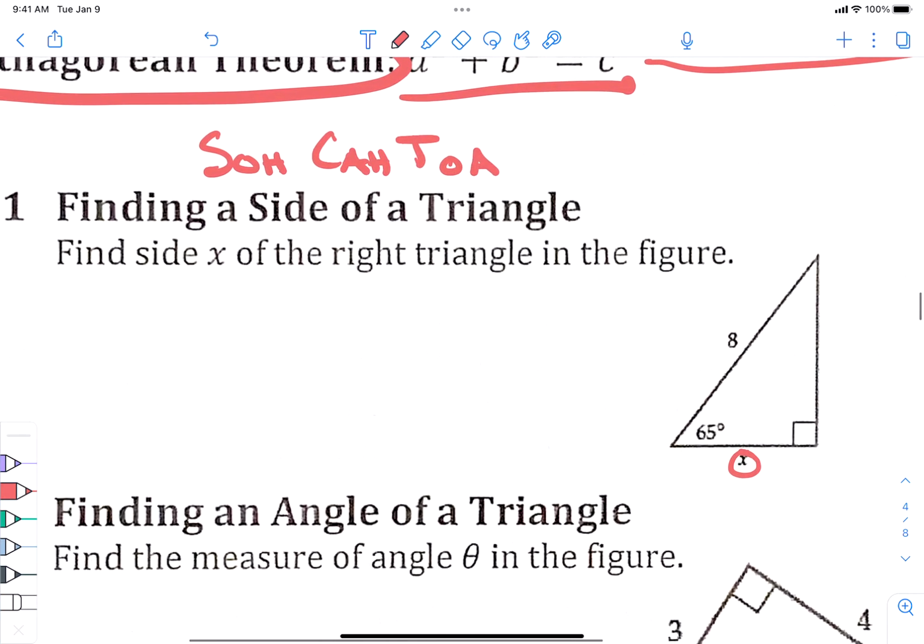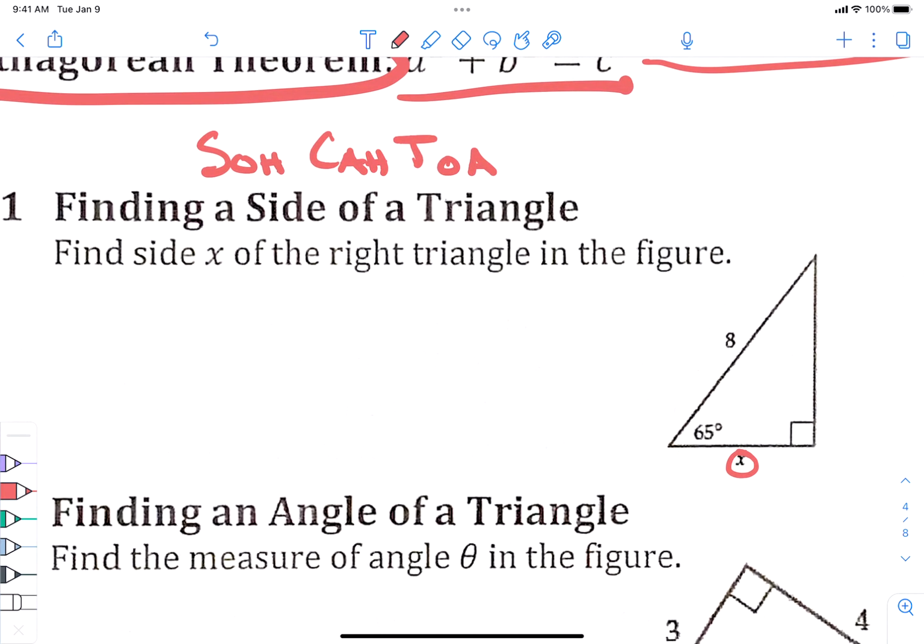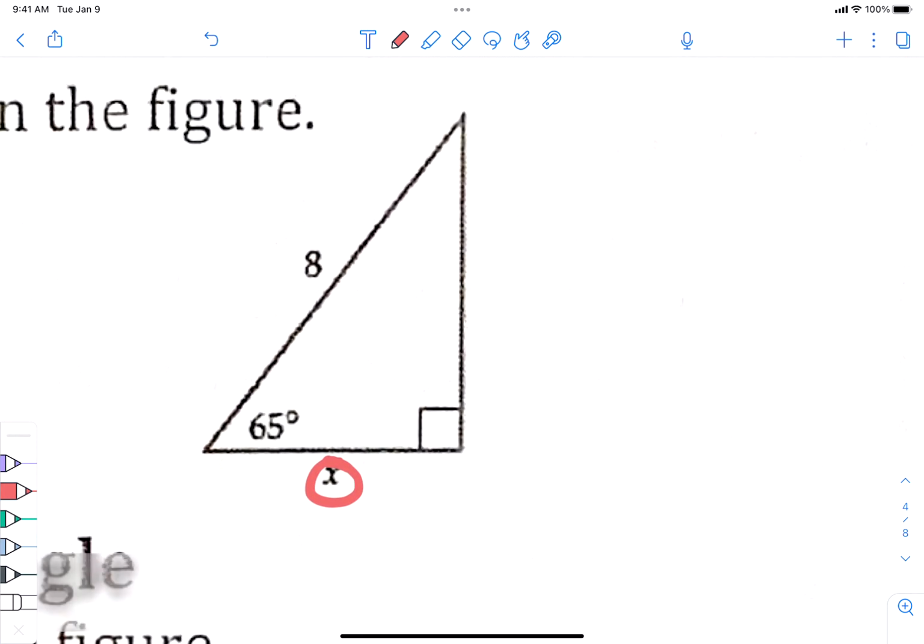SOHCAHTOA. And yesterday we did all 3 of them, or sometimes we did all 6 of them, right? Like cosecant, secant, cotangent. In this section today, we're only going to choose one, but we have to choose the right one, okay? Because some of them are not the right one. The way that we're going to do this is we're going to start with the angle, and we're going to look at the other 2 sides that we have, or the ones that we're solving for.